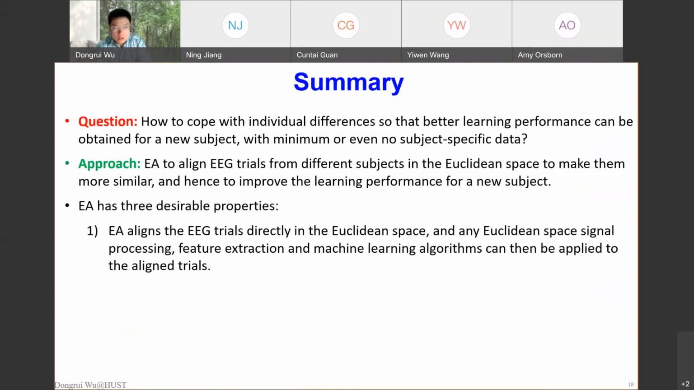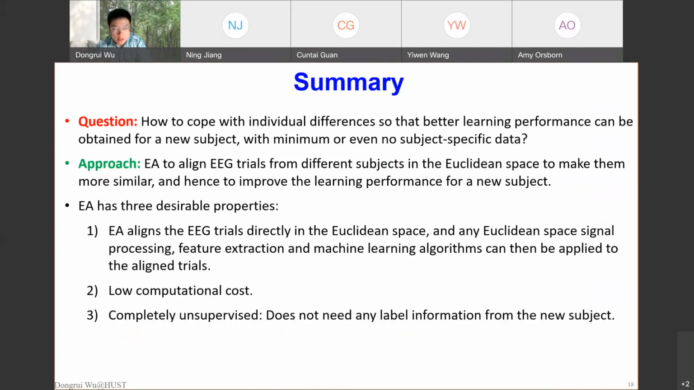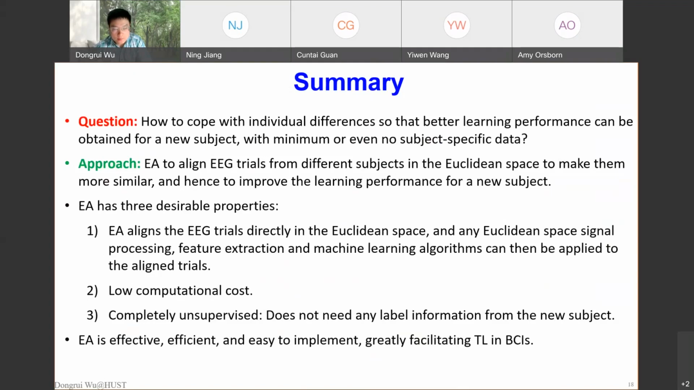Our proposed EA has 3 desirable properties. First, it works in the Euclidean space, so we have a lot of freedom to choose the subsequent signal processing, feature extraction, and machine learning approaches. And second, the computational cost is very low. And third, it is completely unsupervised. So we do not need any label information from the new subject. In summary, EA is very effective, efficient, and easy to implement.